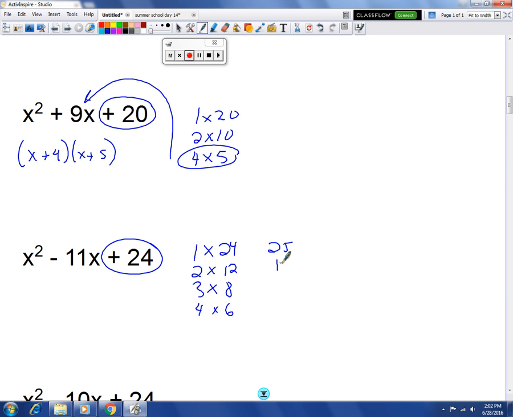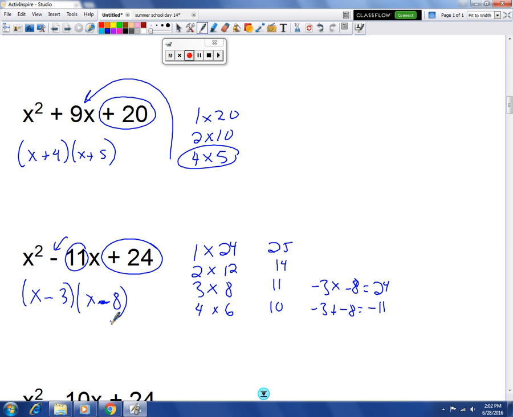That's a 14. That's 11. That's a 10. And I see a 11, but be careful. It's really a negative 11. So, negative 3 times a negative 8 is a positive 24. Negative 3 plus negative 8, that gets us our negative 11. So you've got to be careful with your signs.